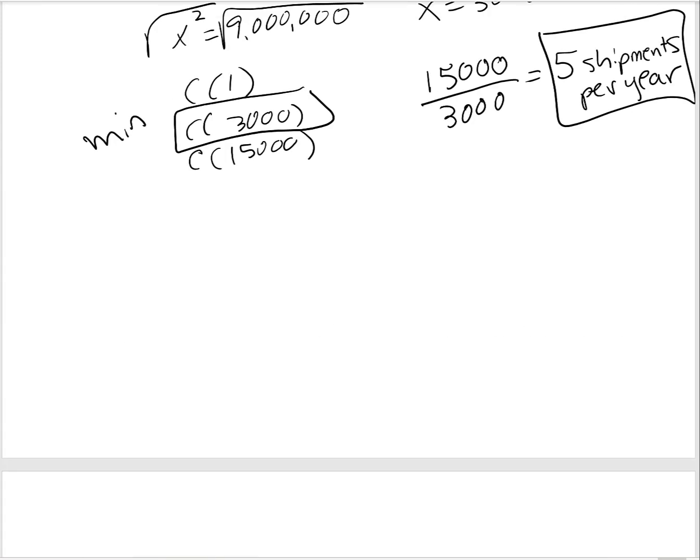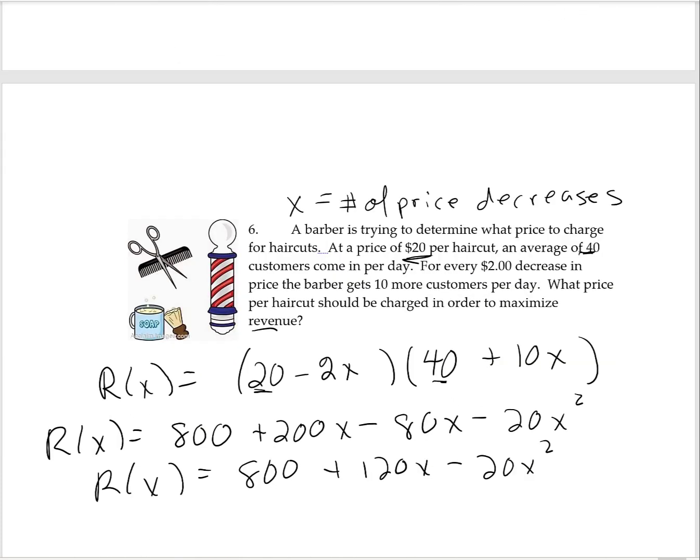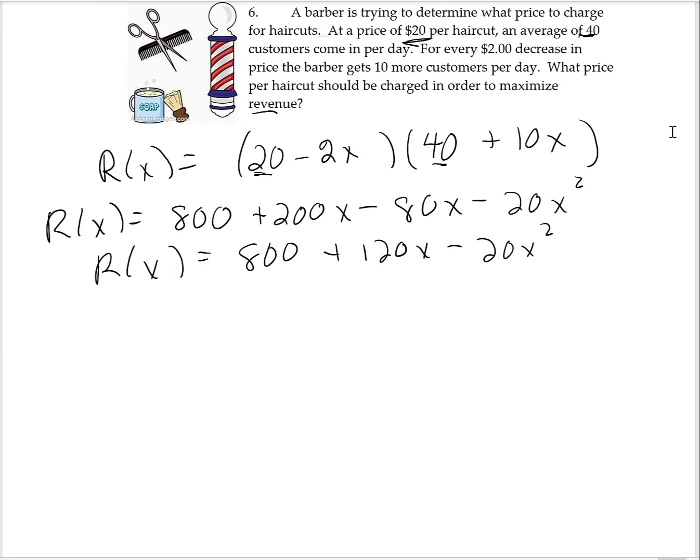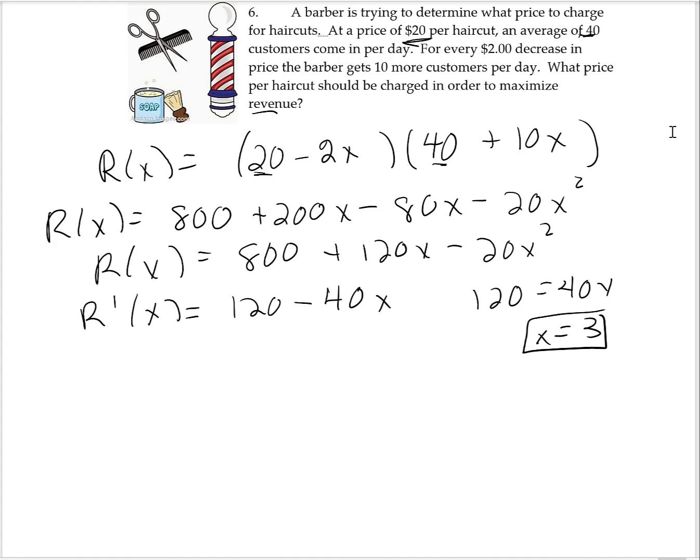From here, go ahead, take your derivative, set it equal to 0, then come back and check, see how you did. So hopefully you got r prime of x: 800 gives me nothing, 120x becomes 120, negative 20x squared becomes negative 40x. You set that equal to 0, 120 is 40x, and x is equal to 3. So we have our critical number.